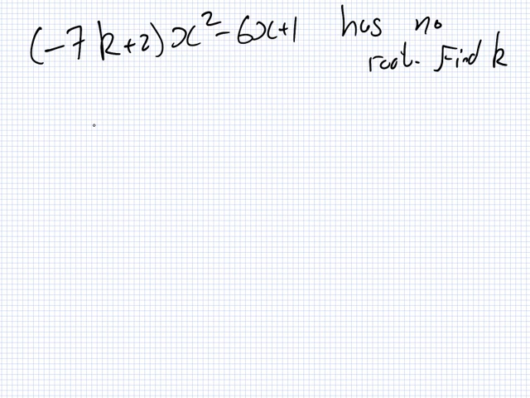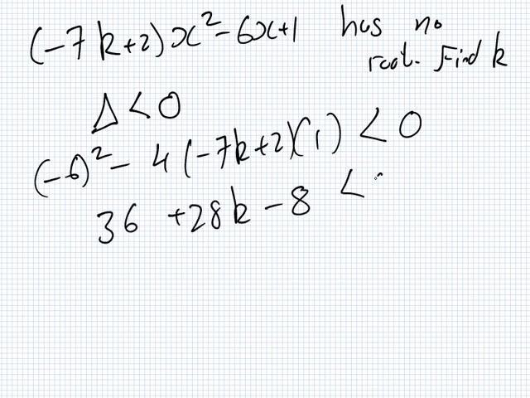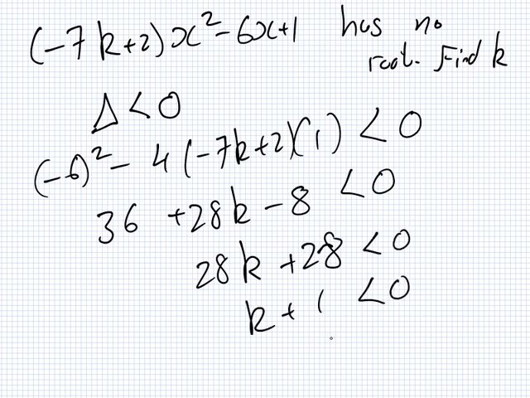So it has no real roots, so that means the discriminant should be less than 0. So that means b squared minus 4ac less than 0. 36 plus 28k minus 8 less than 0. Yeah, what's that? 36, 28, yeah. Which is, again, nice. There we go. Less than 0. K plus 1 less than 0. So in this example, k must be less than minus 1.